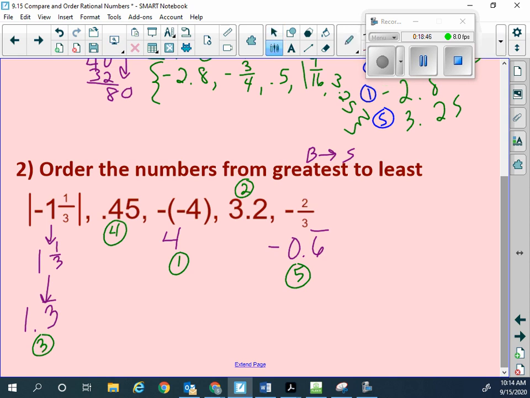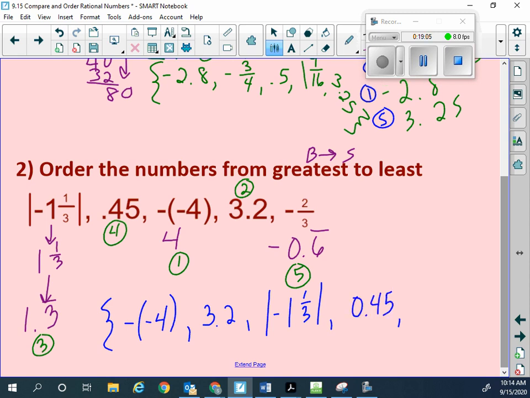But now we need to write them out, greatest to least, now that I ordered them in the original form. So that would be the opposite of negative 4, right? 3.2. The third one was absolute value of negative 1 1/3. The fourth one, right? 0.45. And the fifth one was negative 2/3. All right. Questions? All right.